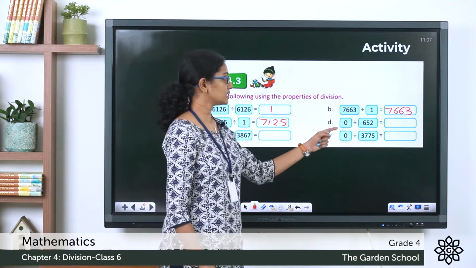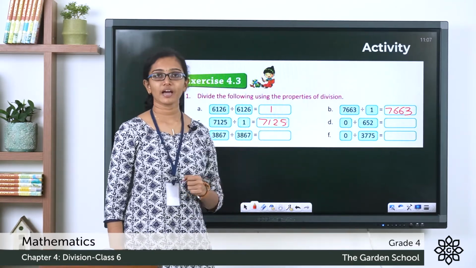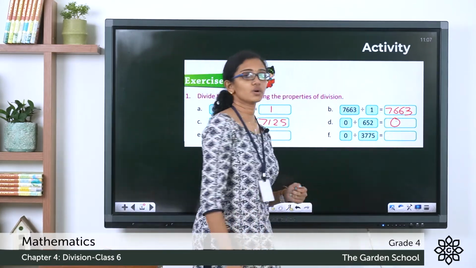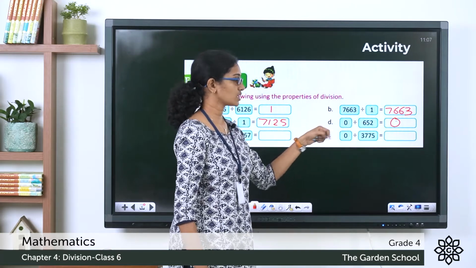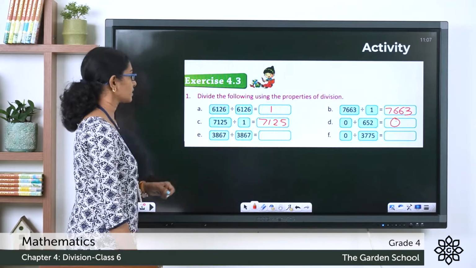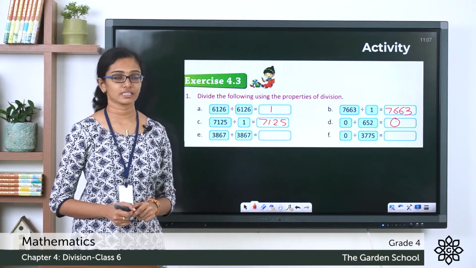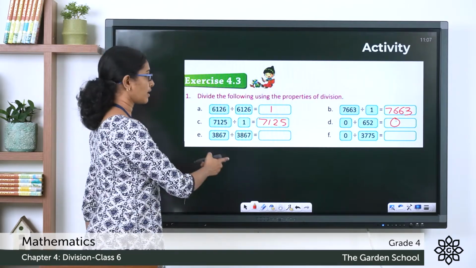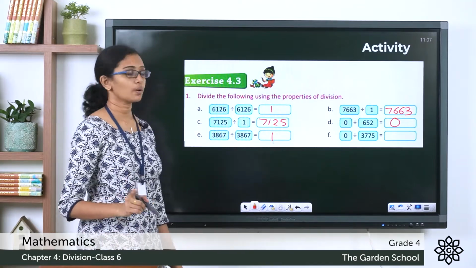Now question D, 0 divided by 652. 0 divided by any number gives you what? 0 itself as the quotient. Why? Because 652 into 0 gives you the dividend 0. Right? Now, question E, 3867 divided by 3867. Number divided by number itself gives you what? Gives you the quotient 1.